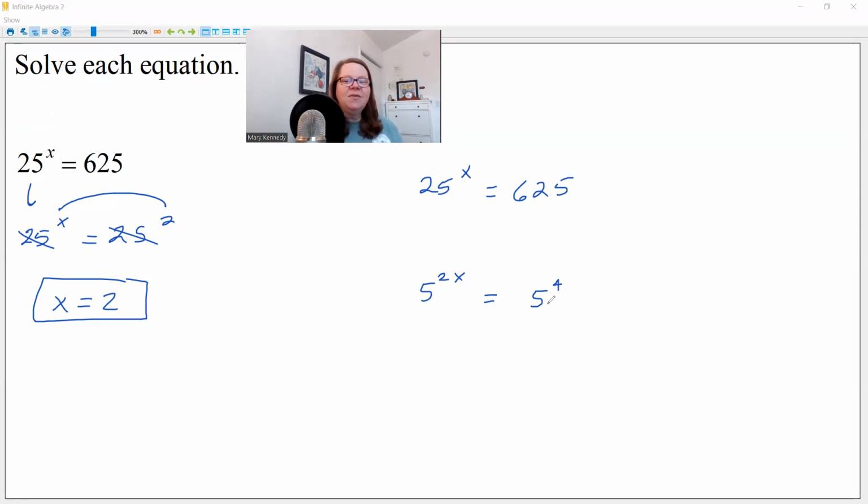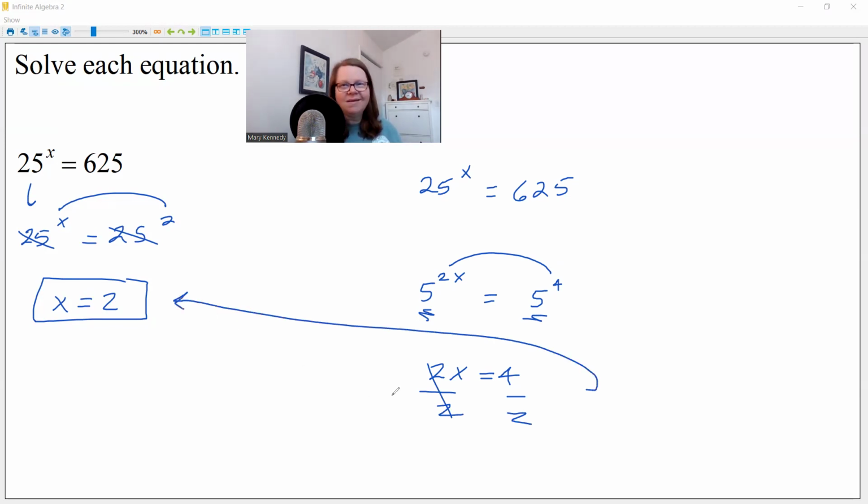Okay, so now the bases are the same. That means the exponents are equal. So 2x is equal to 4. Divide both sides by 2, and x equals 2, which is what we got the other way. So it doesn't matter which way you do it.